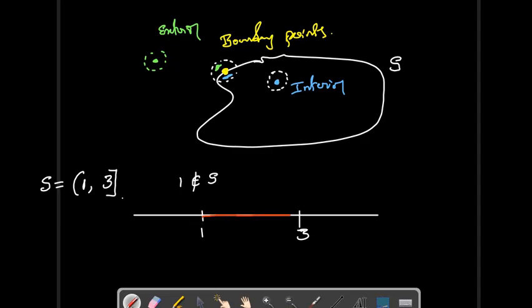So this is the set, right? 3 is included, but this one is not included. Okay, so now if you take this point 1 and take a neighborhood around it, in the real line a neighborhood is going to be an interval again. You can see that it contains some points from the set, and it also contains some points which are not in the set. So every neighborhood of 1 contains points in the set and points not in the set. Therefore, 1 is a boundary point.